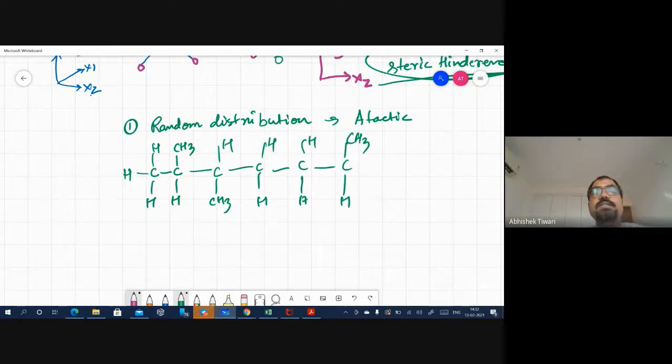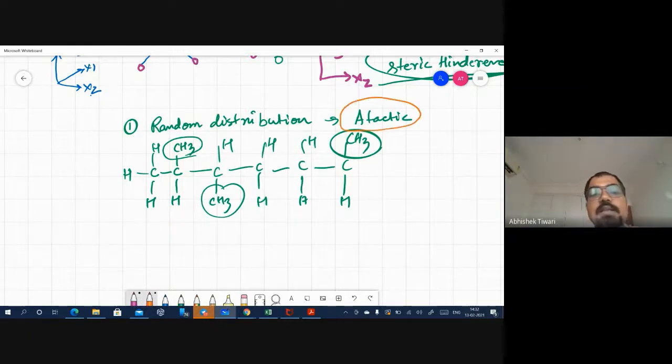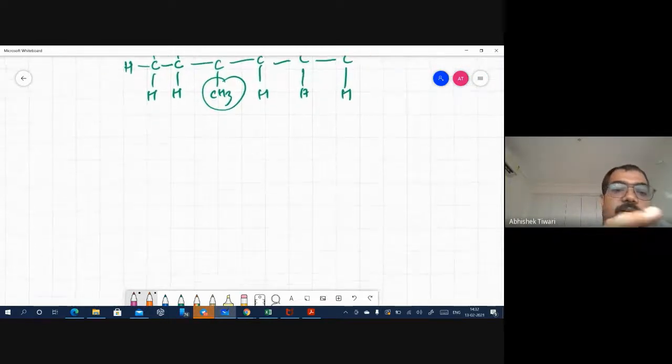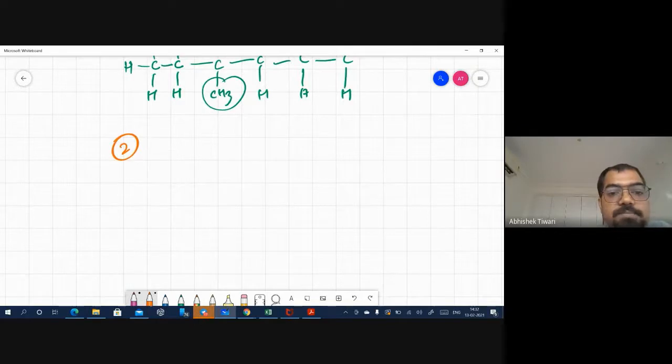Okay, so where this CH3 will be is not following any kind of rule. It is just purely because of randomness, and this kind of distribution is called atactic. Okay, the other possibility what we can have is isotactic. So in isotactic, it is not completely random.